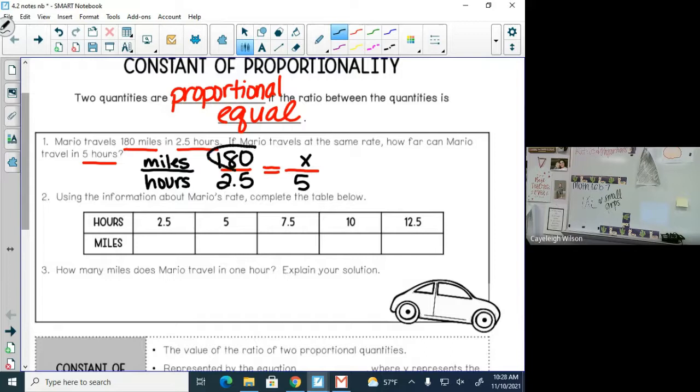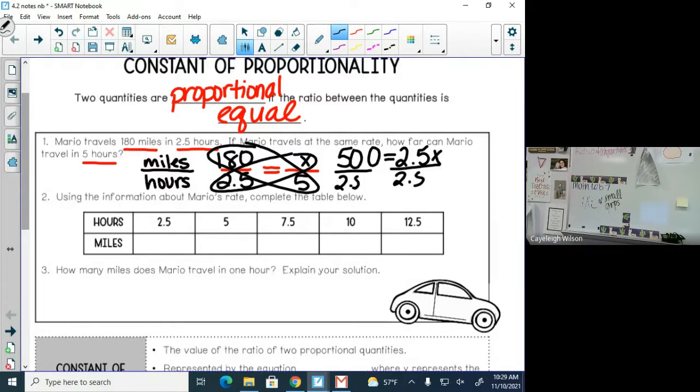All right, then I'll cross multiply. So 180 times 5, 900 equals 2.5x. Divide by 2.5. And I find that in 5 hours they went 360 what? Hours. No, read the labels. Miles. How do you get 500? 900. I thought you said 500. Sorry. I don't have a calculator, so I was just trusting. Not 500, sorry, 900. So 360 miles.